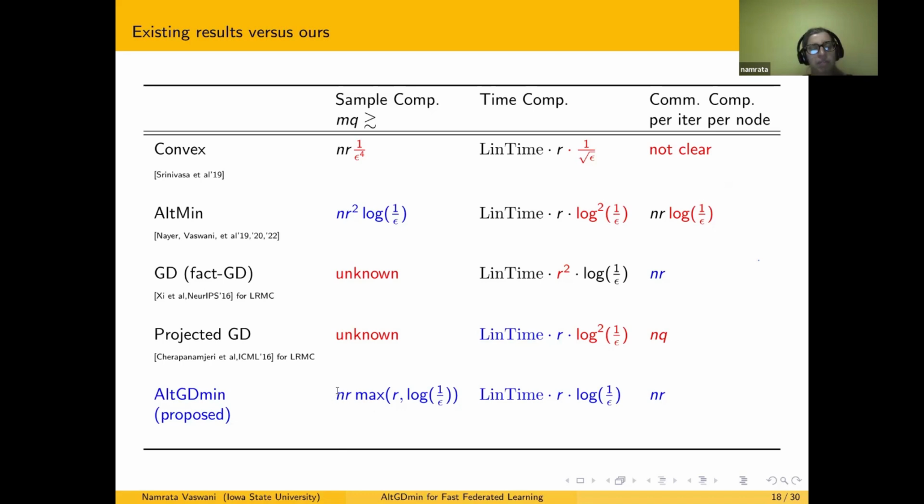It depends. I've glossed over the dependence on kappa, which is the condition number. Actually, the dependence on kappa becomes slightly worse in the sample complexity. But most literature, when they do algorithm comparisons, treat kappa as a numerical constant. The other trade-off is in practice. If you have a gradient descent algorithm, you have a step size to design. If you have an alt-min algorithm, you have nothing to design. So that's a feature for practical usage. Okay, thanks.